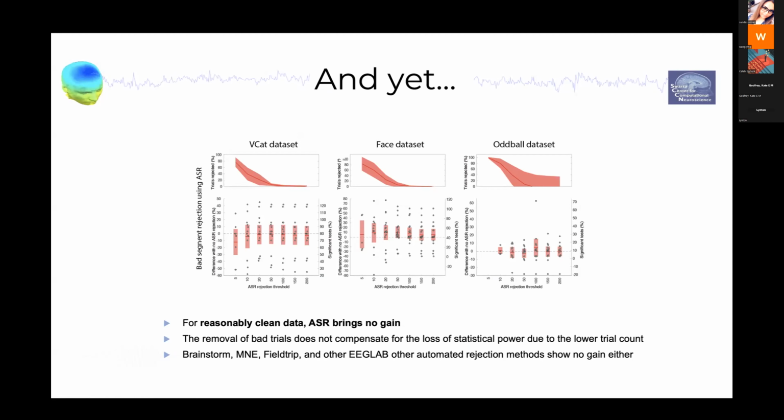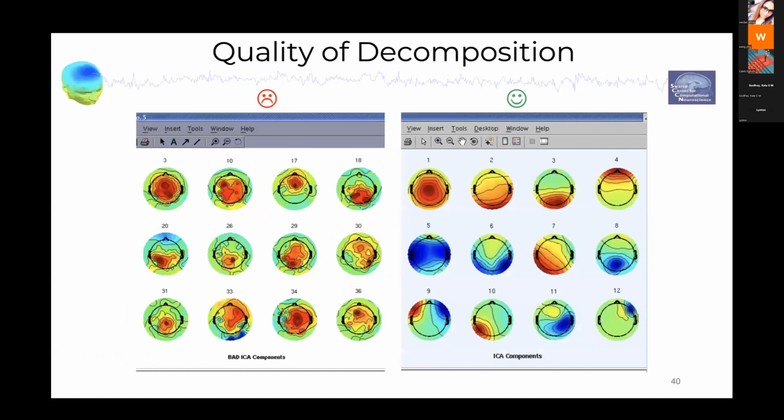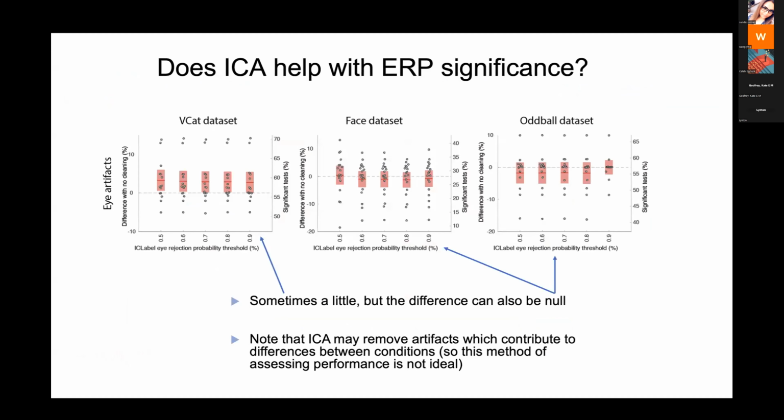And so the 100 noisy epochs you removed were still contributing to the effect. So that's the reason the paper is named like this. I have more slides about ICA. ICA helps a little bit, but not in a dramatic fashion.